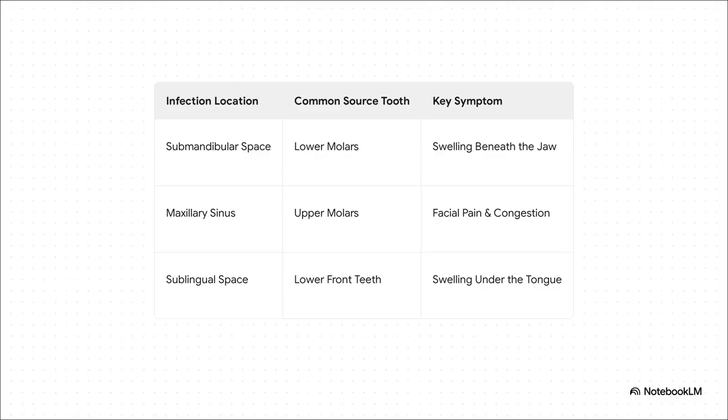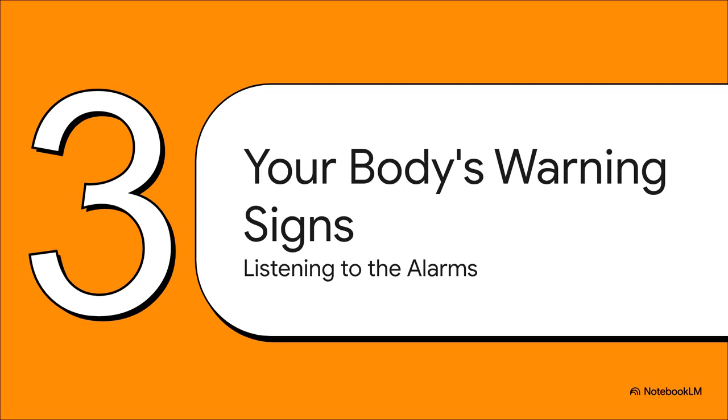And what's so fascinating is how your own anatomy basically dictates the infection's travel plans. For instance, if you have an infection in a lower molar, it tends to travel down into the submandibular space, which causes that classic swelling right under your jaw. An infection in an upper molar, that can climb right up into your maxillary sinus, feeling like the worst sinus infection of your life. And a problem in your lower front teeth can cause swelling in the sublingual space, right under your tongue.